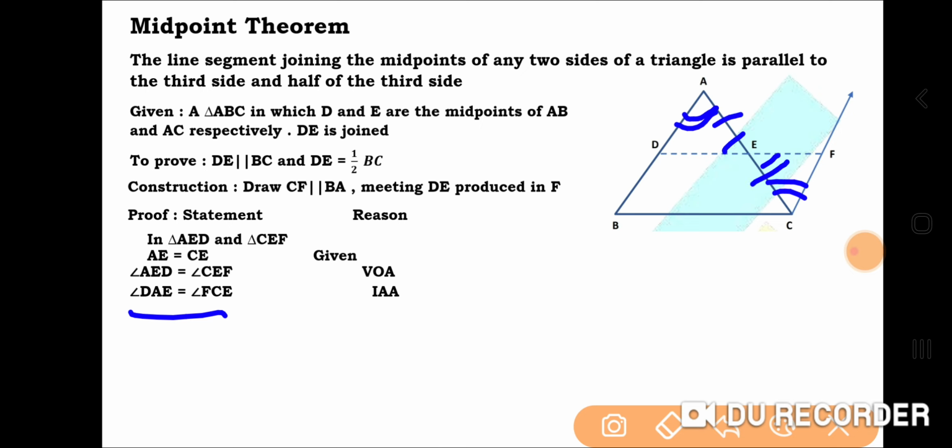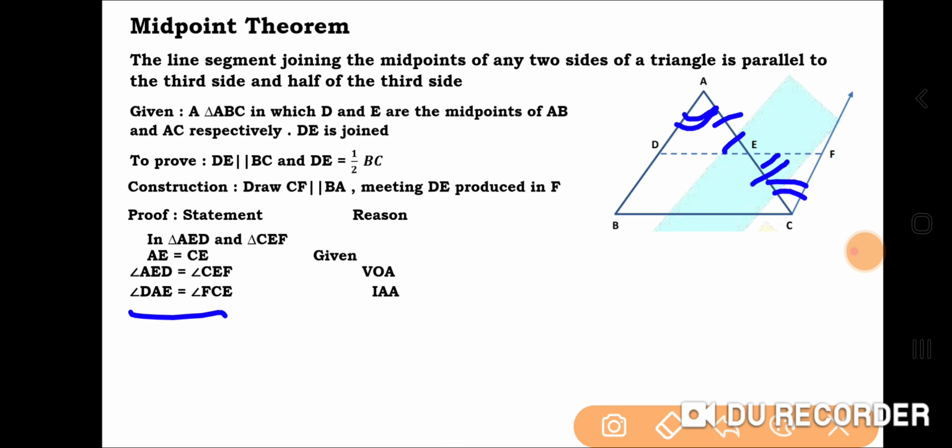We have already proved this, so based on ASA criteria we can say that the given two triangles are congruent. See the next step: those two triangles become congruent based on ASA criteria. If we have proved the two triangles are congruent, then I can say that the remaining parts are equal based on CPCT. It means corresponding parts of congruent triangles.